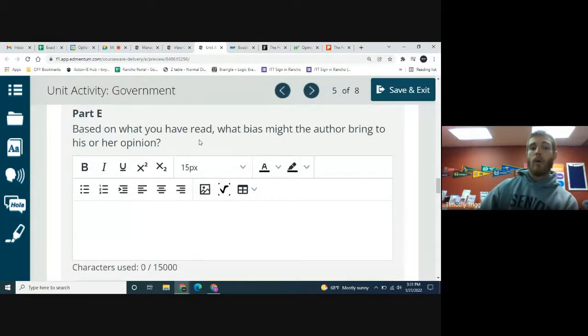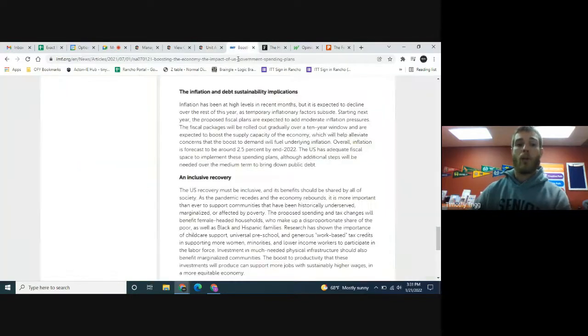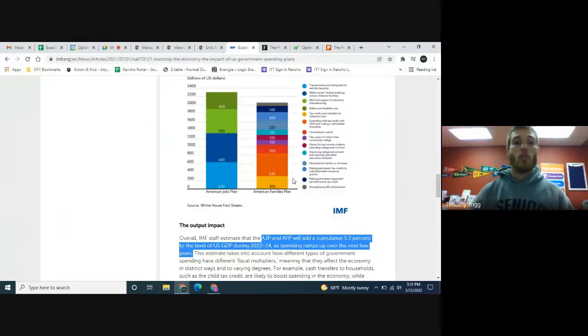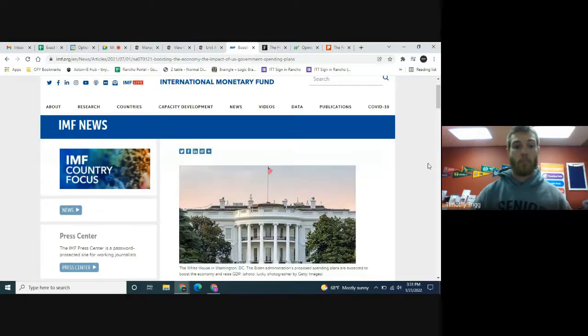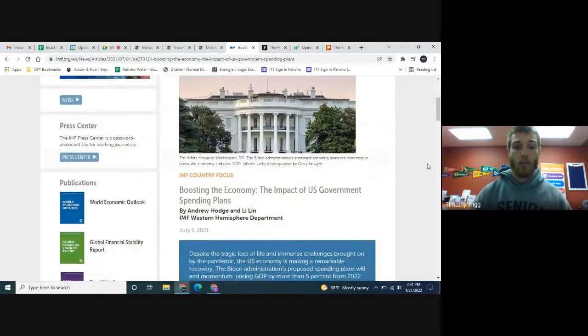Part E, based on what you have read, what biases might the author bring to his or her opinion? So one thing we might want to look for in terms of biases is, well, where is this article coming from? The International Monetary Fund, okay? So you can research about that and see if there are any biases you might be able to find, right?